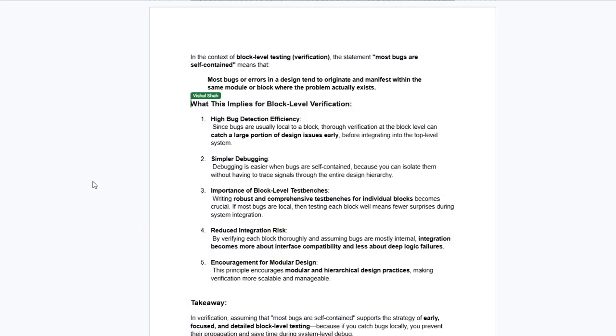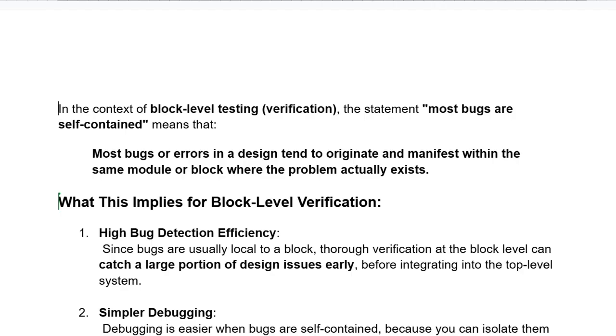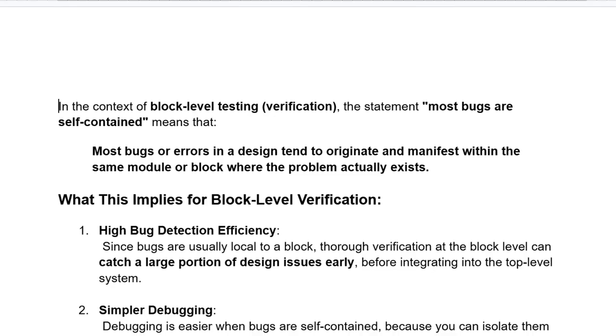Let's see what this means. In block level verification, the statement "most bugs are self-contained" means that most bugs or errors in design tend to originate and manifest within the same module or block where the problem actually exists. What does it imply for block level verification?